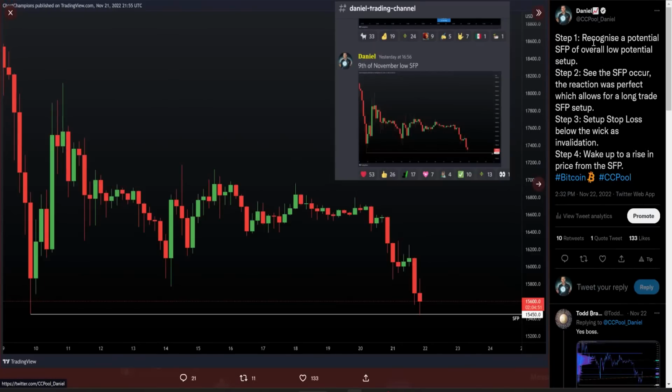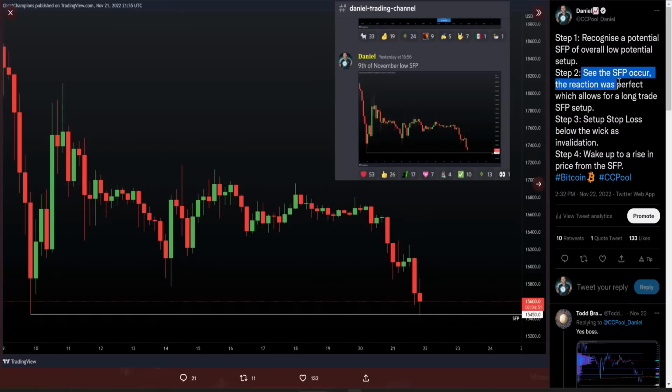Okay, so step one, recognize a potential swing failure pattern of the overall low potential setup. E.g., we're aware of this low, we're aware of a swing failure pattern trade. This is the low of this year. Yeah, we've got to be reminded and be aware of that.